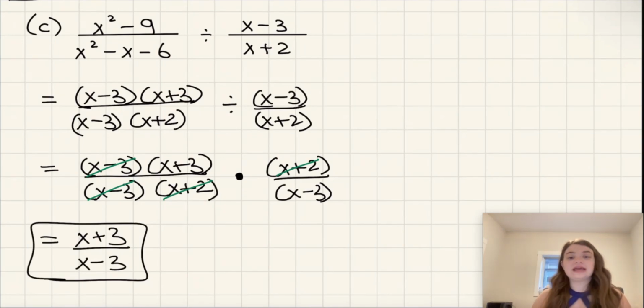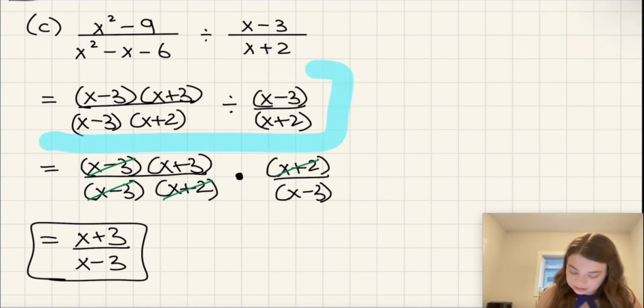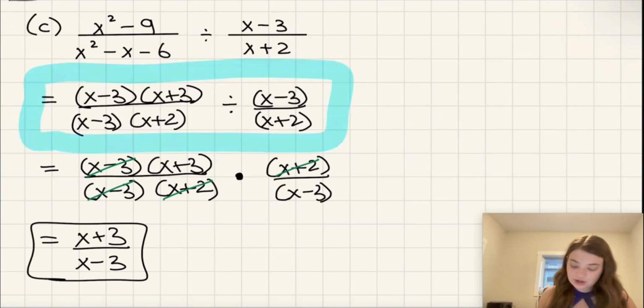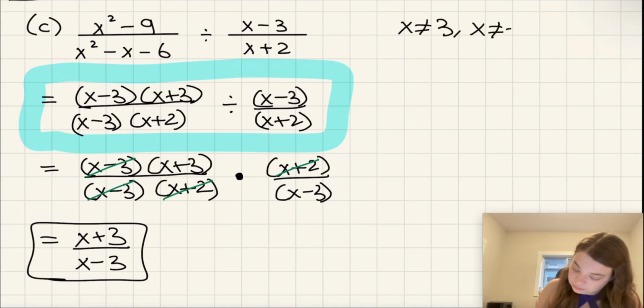As for restrictions, again, we want to look at the step before we take the reciprocal and the step once we've done so to ensure that we've got all possible restrictions. So let's start by looking at this step. The denominator terms here are x minus 3, x plus 2, and x plus 2 again. So therefore, x cannot be equal to 3 or negative 2.